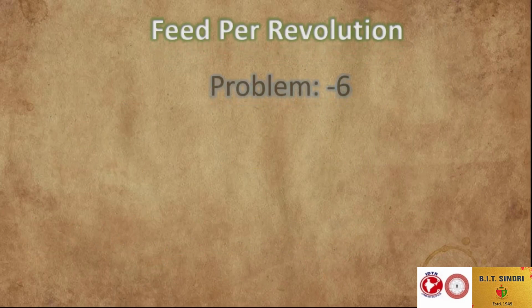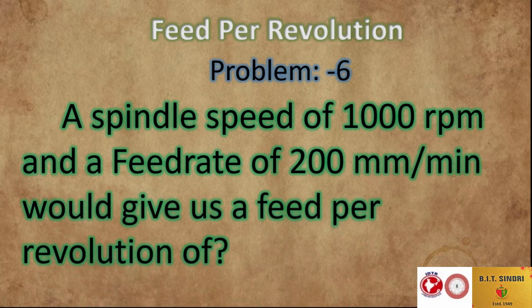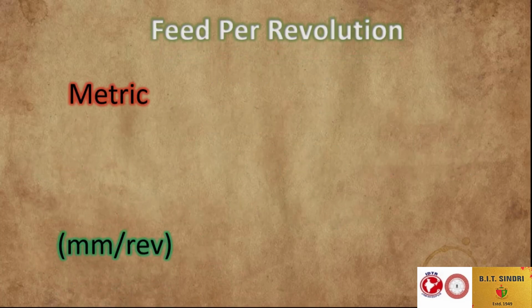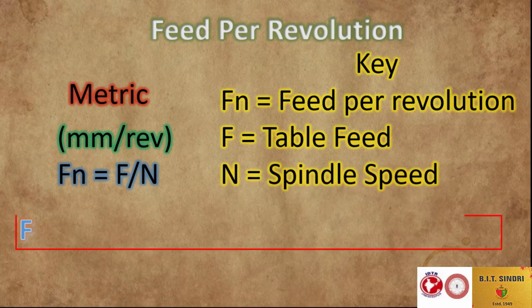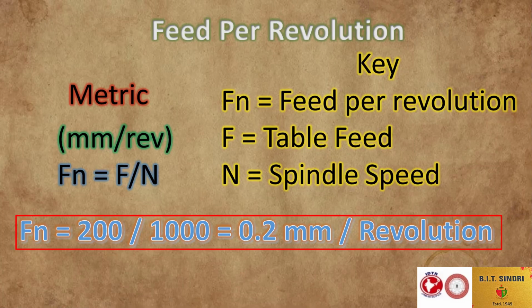Now the next example is a spindle speed of 1000 revolutions per minute and a feed rate of 200 mm per minute. What would that give us as a feed per revolution? So let us say our table feed is 200 mm per minute. Our equation would look like this: our feed per revolution, Fn, would equal 200, our table speed, divided by our spindle speed. Let us give it a spindle speed of 1000 revolutions per minute this time. So 200 divided by 1000 would equal 0.2. So our Fn value for this would be 0.2, and that is in millimeters per revolution exactly. So that is how we calculate this in metric.